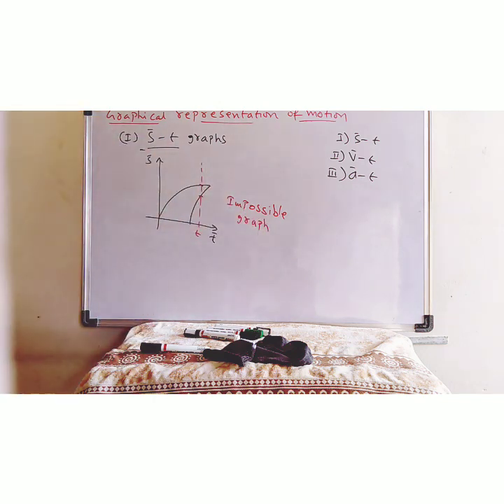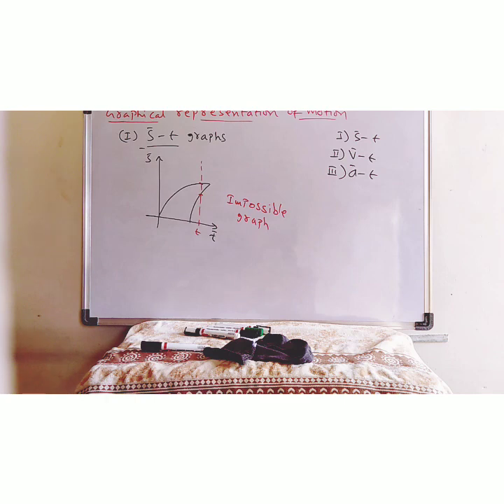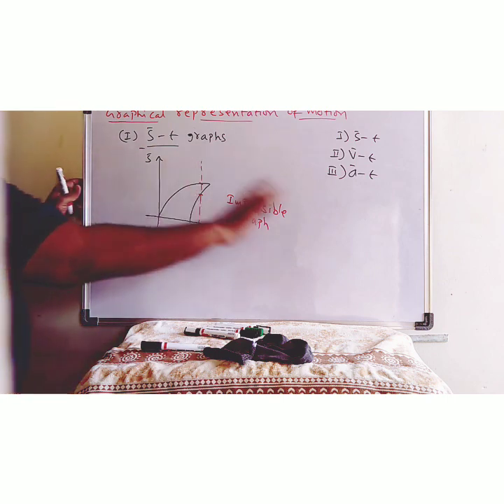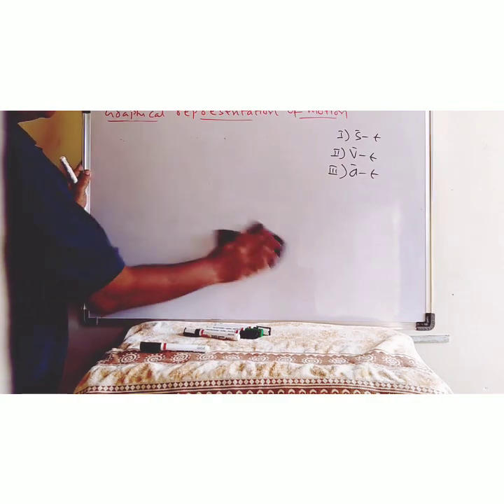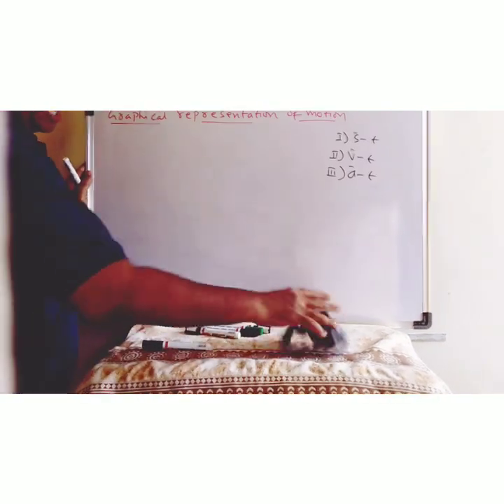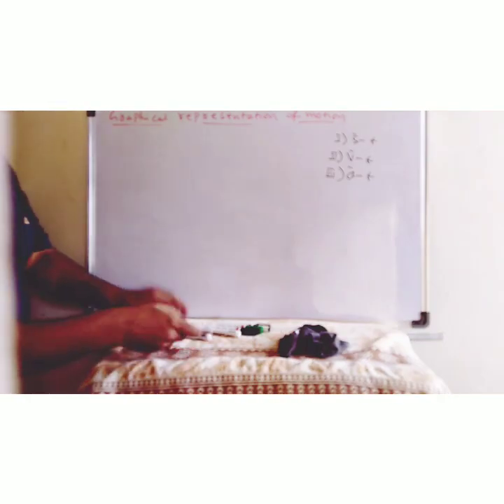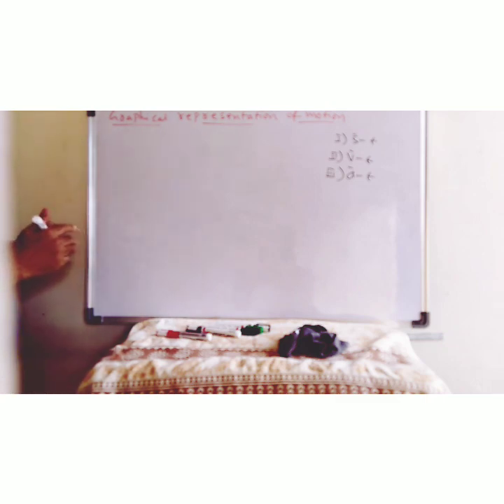Okay, it means the graph itself is wrong, or it is not possible at all. See this graph here, this graph is not at all possible. Are you following, sir, what I am saying here? Now, similarly, let us look at the velocity time graphs. What is a velocity time graph? If you are not understanding, pause, come back and see.